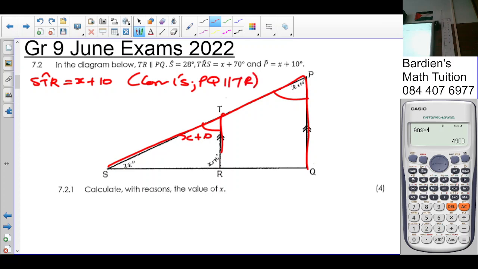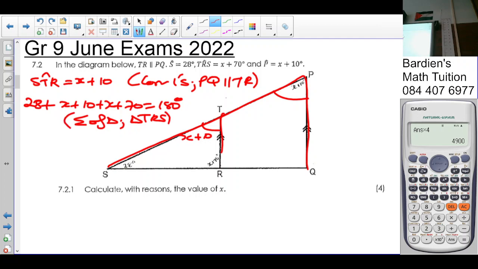Now we can say that 28 plus x plus 10 plus x plus 70, the angles of a triangle, equals 180. Sum of angles of a triangle, and that is triangle TRS. So that is going to give us 2x equals 180 minus 70, minus 10 is 100. 100 minus 28 is 72. Divided by 2 both sides. So x is equal to 36. So x is 36 for 4 marks.